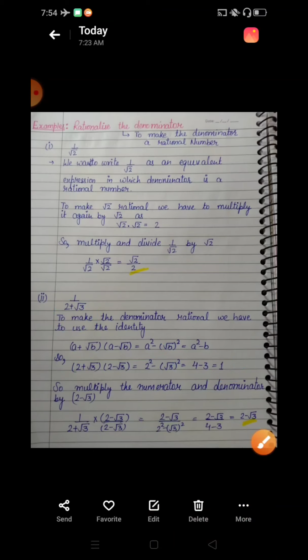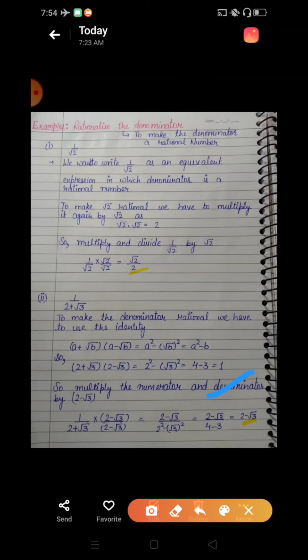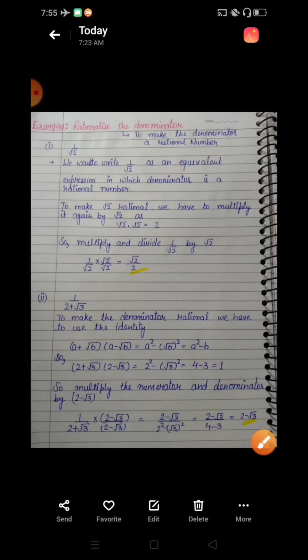So what you have to do? You have to multiply the numerator and the denominator by 2 minus root 3. Just change the sign. Here the plus sign is given, you have to change it to minus. So 2 plus root 3, we will multiply by 2 minus root 3. 1 multiplied by 2 minus root 3 is equal to 2 minus root 3, and in the denominator it will become 1. So the answer is 2 minus root 3 and the denominator will become rational.